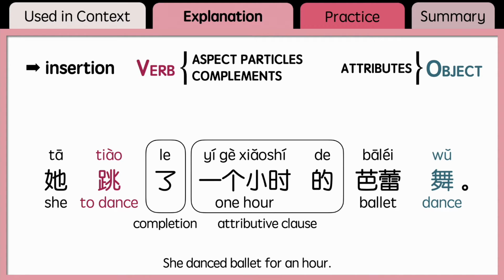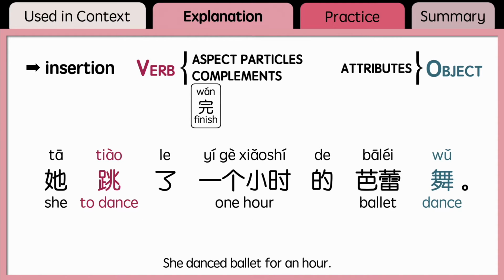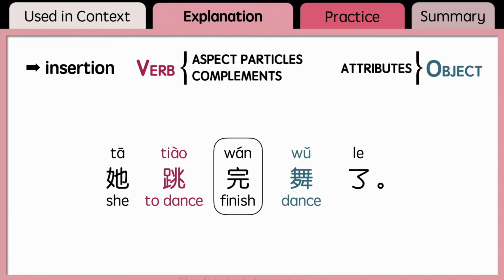If she finished dancing, you may add the complement 完 after the verb part 跳 and say 她跳完舞了. Note that 了 here does not indicate a completed action since it does not immediately follow an action verb. In this case, 了 comes at the end of the sentence to indicate new information. I linked the video below for more on 了 ending a sentence.